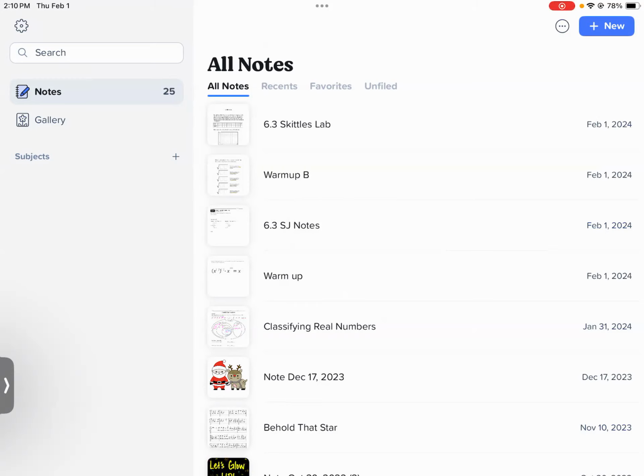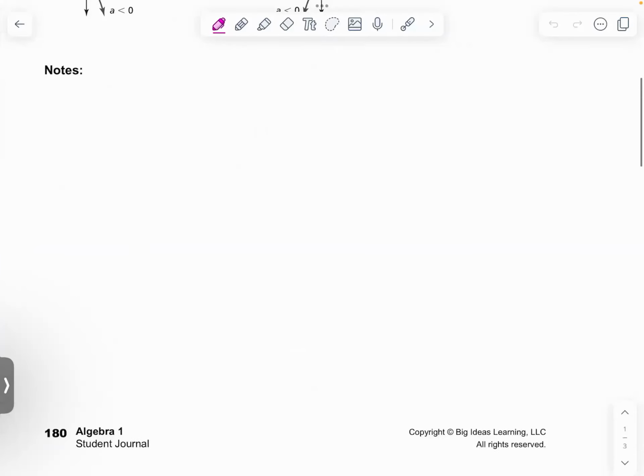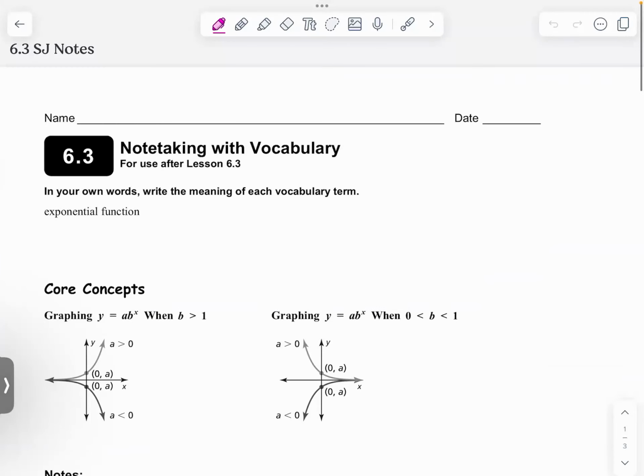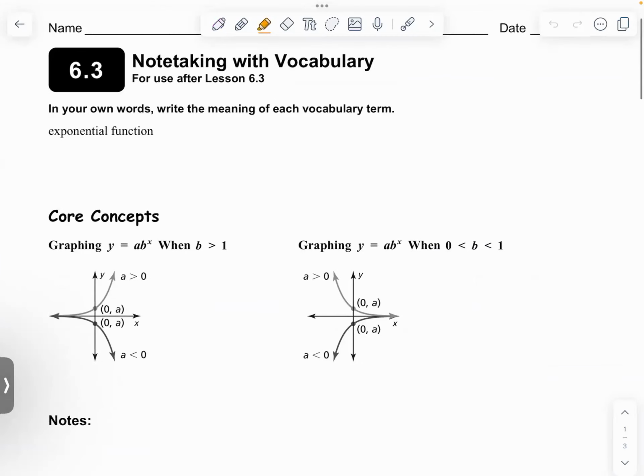You can go back to your seat, Jacob, and I'll have you turn to page 180. The function that we just modeled is an exponential function. Kind of crazy, because guess what we've been talking about? We've been talking about exponents.